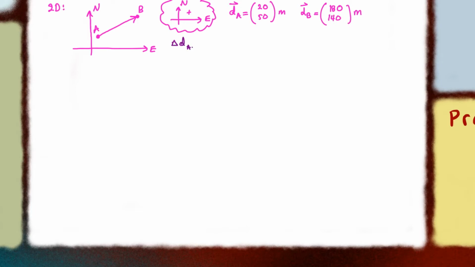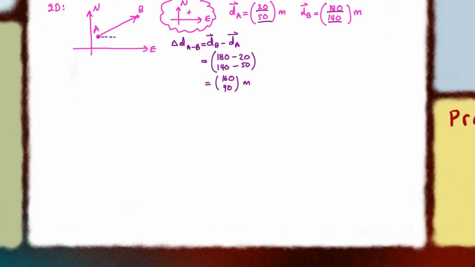To find the displacement from A to B, we need to subtract position A from position B. So position B is 180 and 140 for east and north, and position A has 20 and 50. So we subtract them to get 160 meters in east and 90 meters in north as our components of the displacement from A to B.